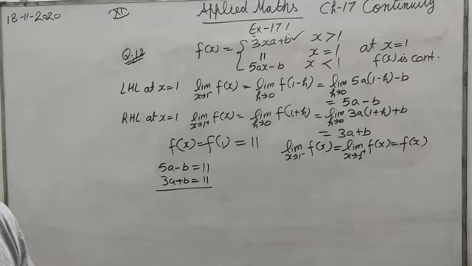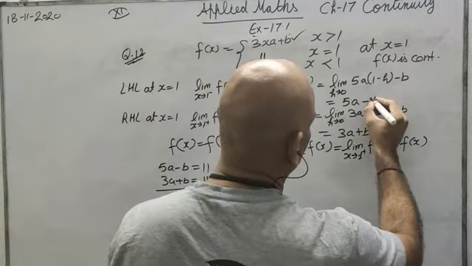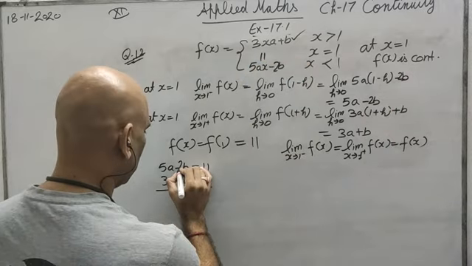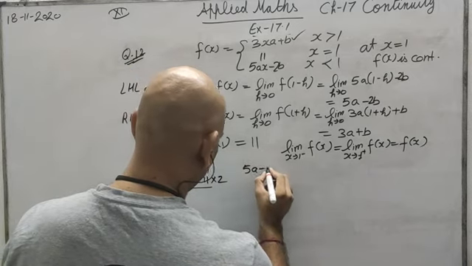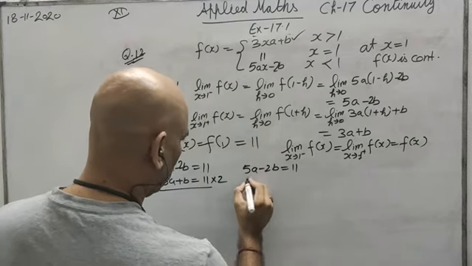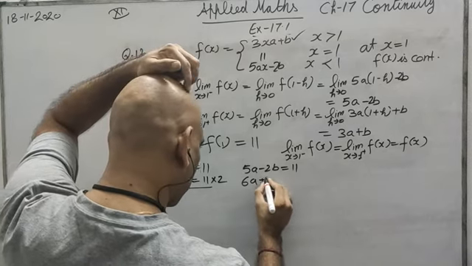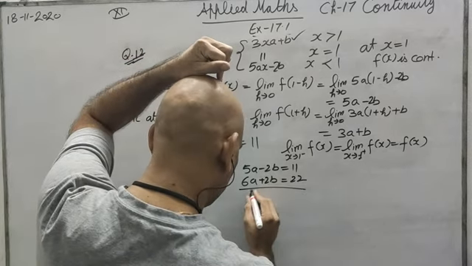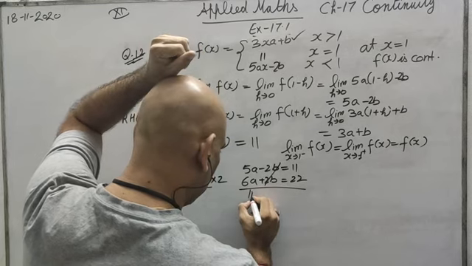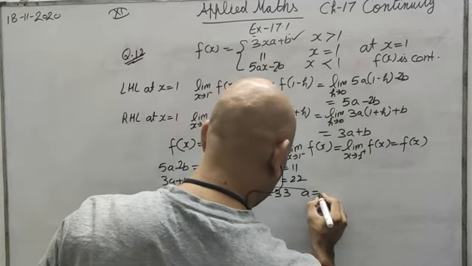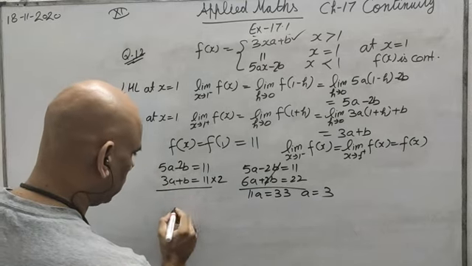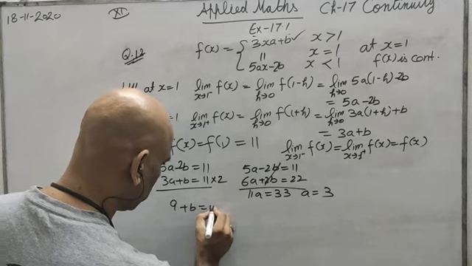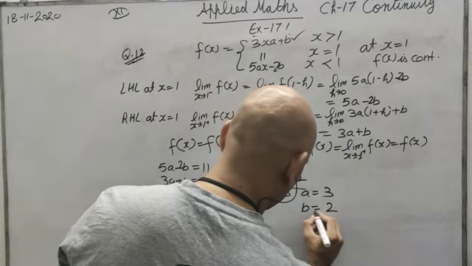I have written something wrong. Yes, what is wrong? It is 5a minus 2b, so it is minus 2b. Then I'll have to multiply the other equation by 2. So 5a minus 2b is equal to 11, and 6a plus 2b is equal to 22. On adding, we got 11a equals 33, and a equals 3. If a is equal to 3, then let me substitute it here: 9 plus b is equal to 11, and hence b is equal to 2.